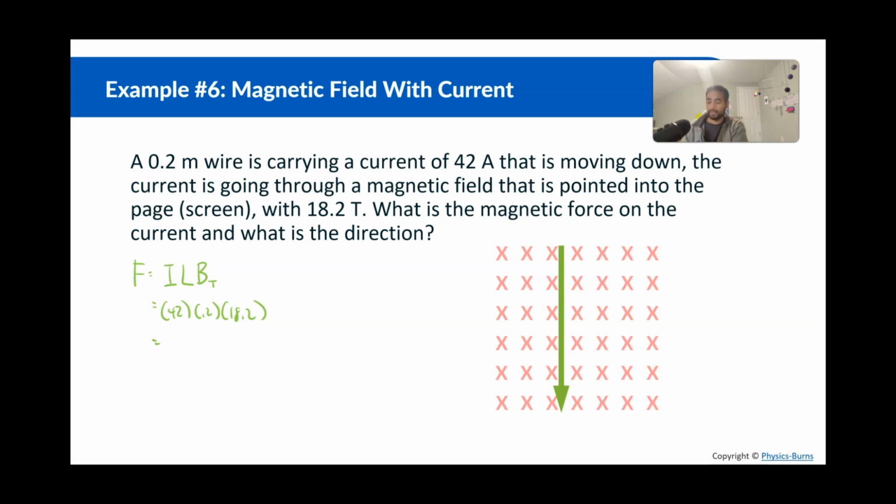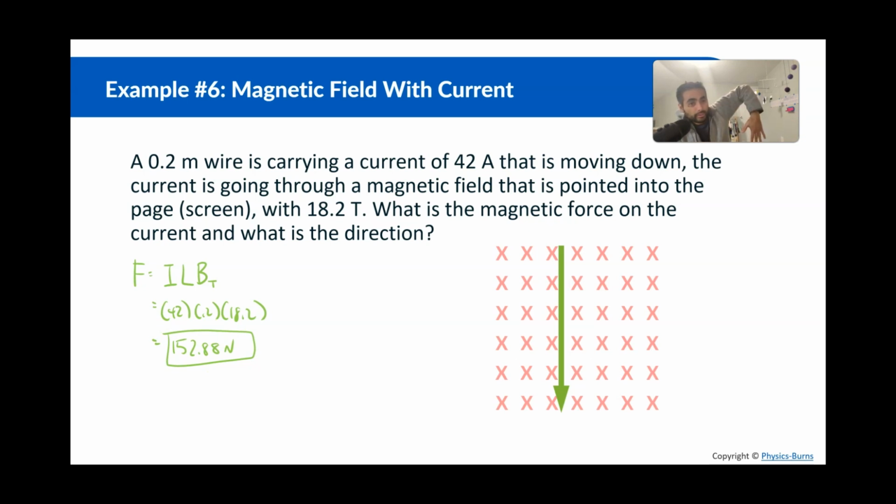Okay, and then let me put this into my calculator. 42 times 0.2 times 18.2, 152.88. 152.88 newtons. Okay, and what is the direction?